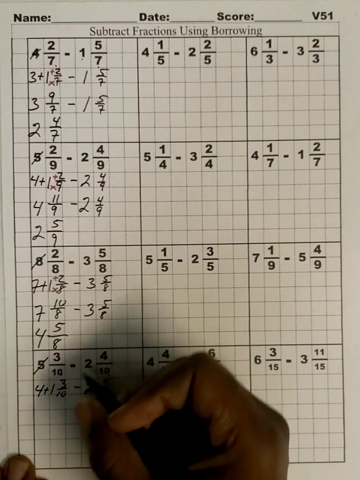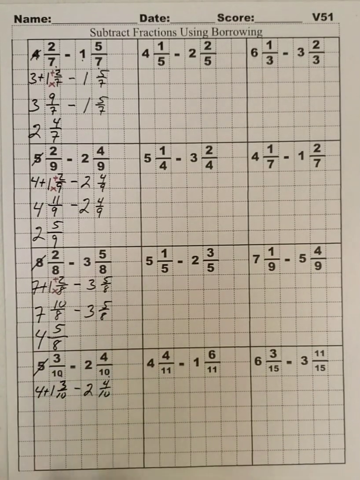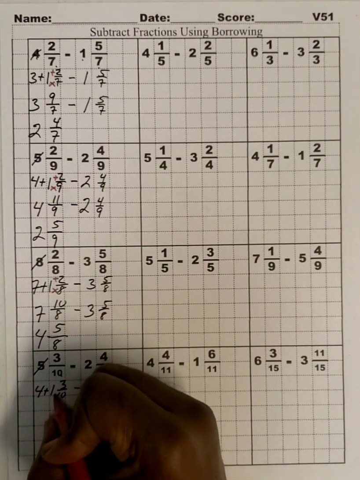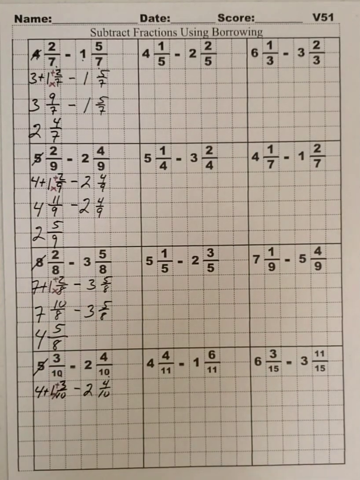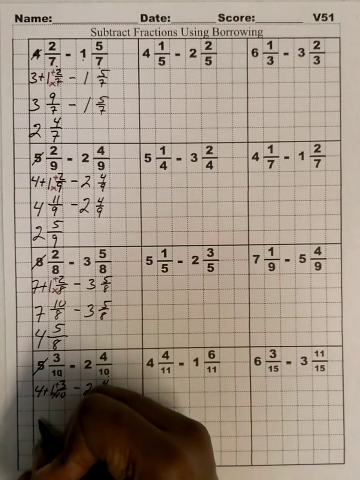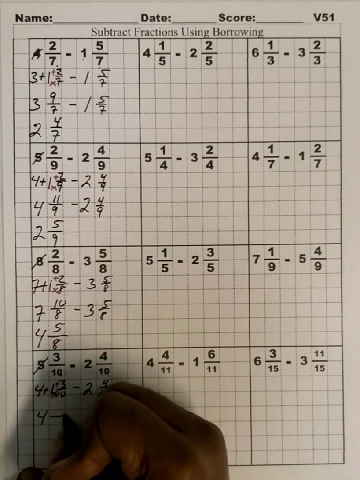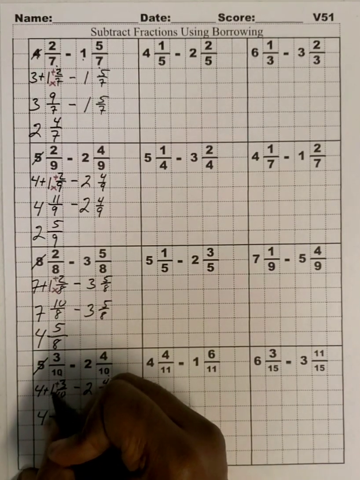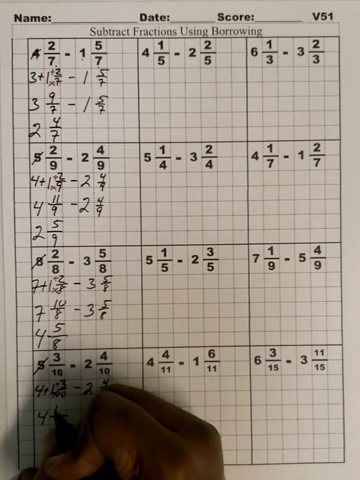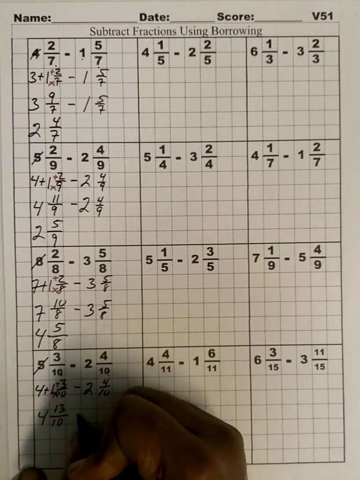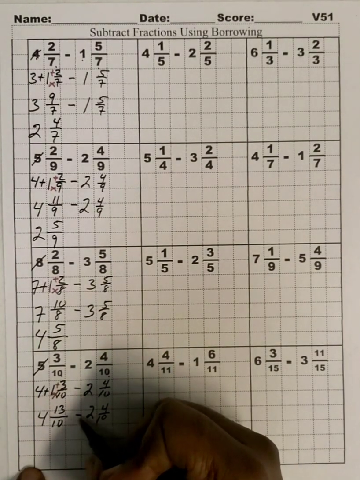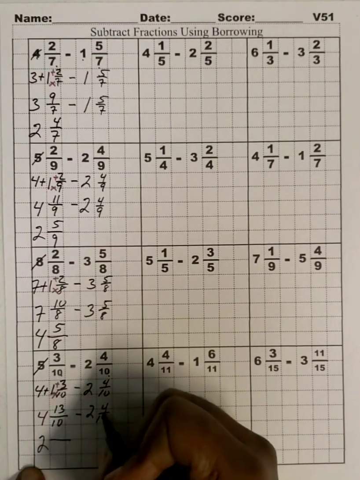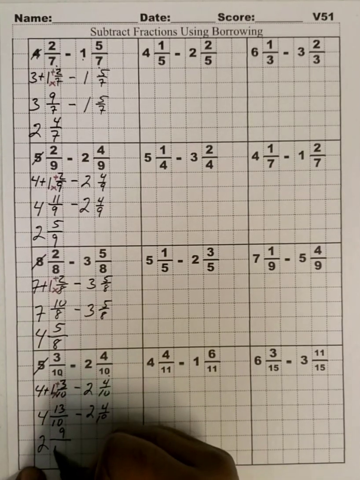From here, we're going to multiply and add to turn this into an improper fraction. So there's multiplication here and adding there. So what we'll get is 4 here, and 10 times 1 is 10, plus 3 more is 13. It's 13 over 10, minus 2 and 4 over 10. Now let's subtract. 2 from 4 leaves 2, and 4 from 13 leaves 9, all over 10.